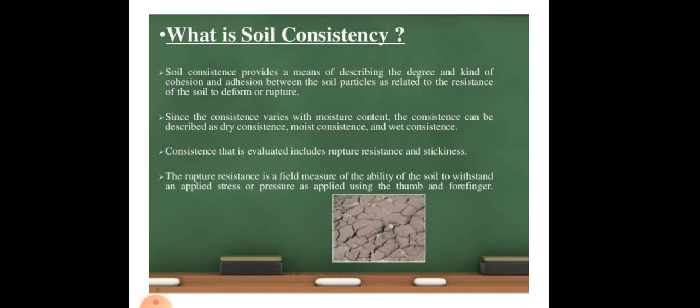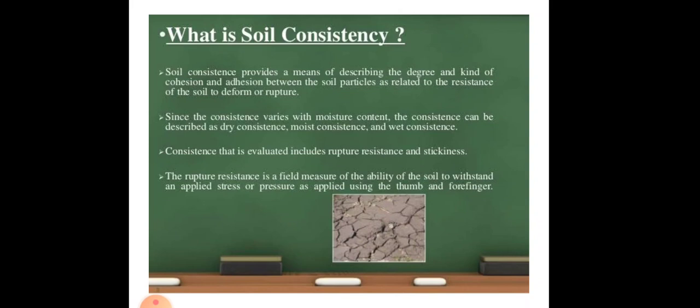And the rupture resistance is the field measure of the ability of the soil to withstand applied stress and pressure, applied using the thumb and forefinger. So this stickiness and this rupture resistance is most important because it is directly related to stress, such as water stress. If the soil has the stickiness property or if the soil resists rupture, then this soil can withstand water stress.